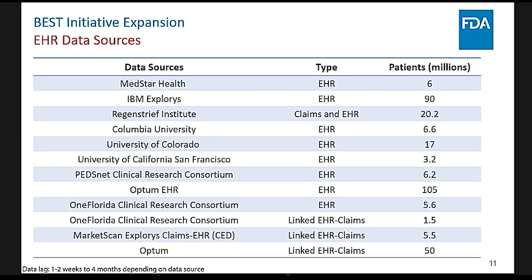And you can see that there are electronic health record systems represented, as well as those linked electronic health records and claims data that provide a lot of specificity, but also assurance that you've captured the vaccinations and the adverse events of interest. So the next slide, please.